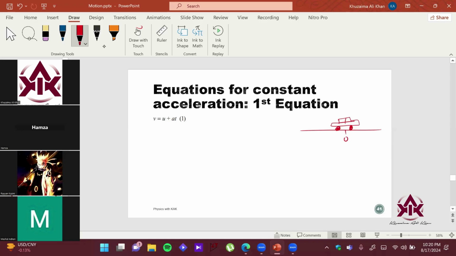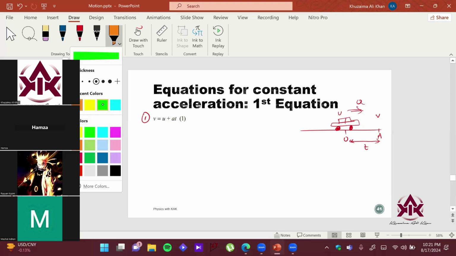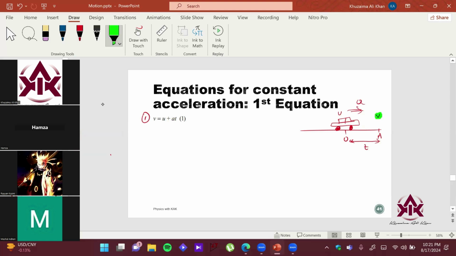Let's say this is the starting point and this is the ending point. It has an initial velocity at this point, and at this point it has a final velocity v. It took time t to travel from O to A and it is traveling at an acceleration of a. So you have the first equation which you can use to solve. Let's say the final velocity, the time and the acceleration are given, you can find out this thing. So you need an equation to find any one of the unknowns.